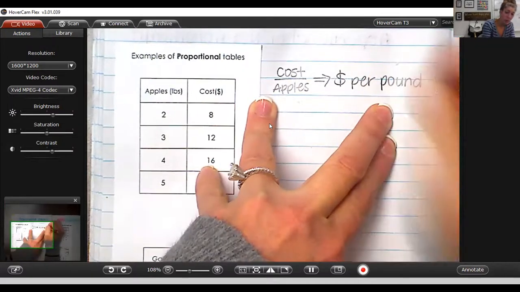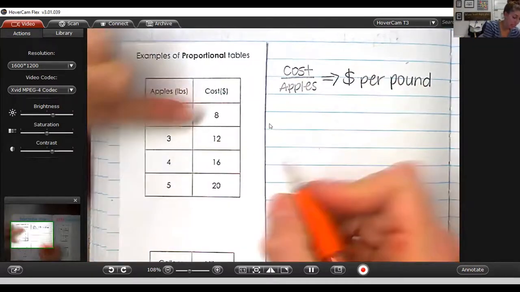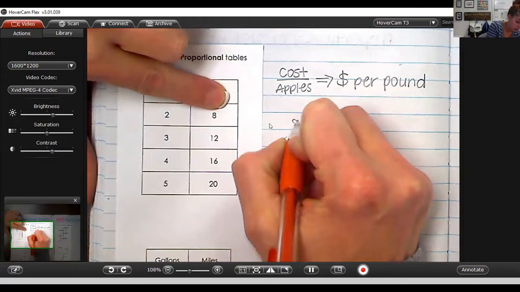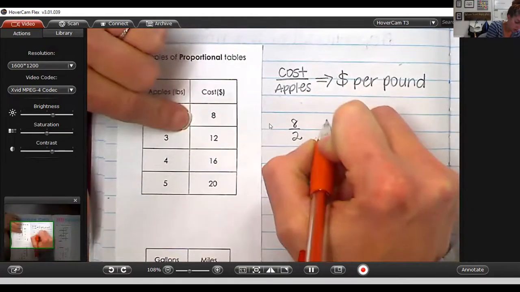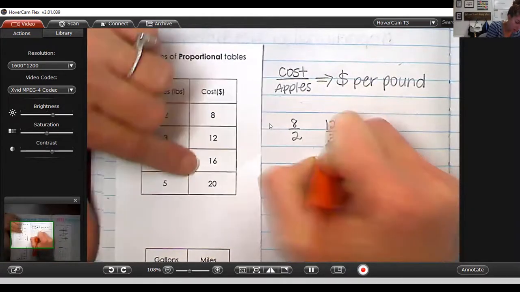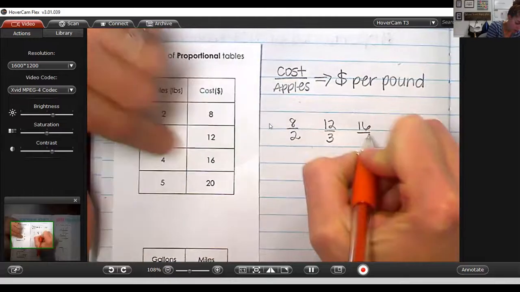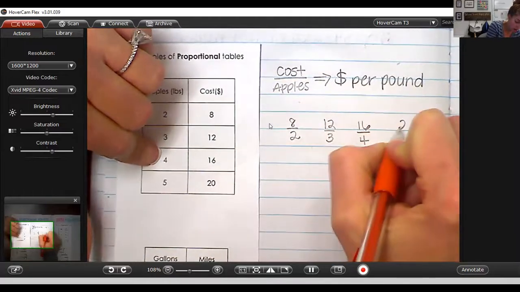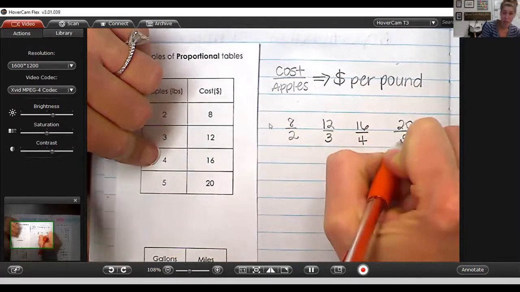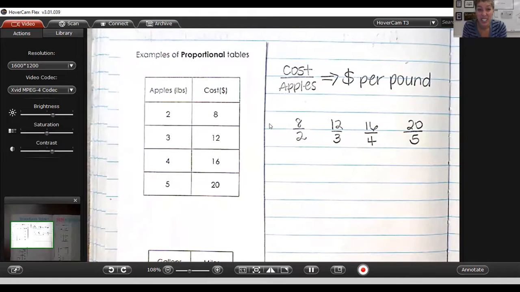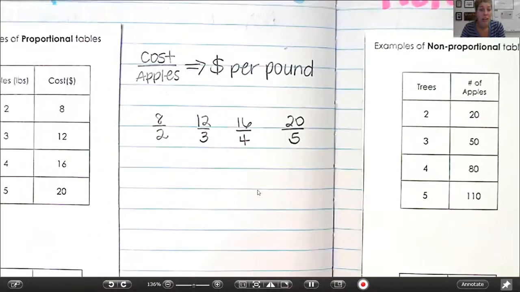So I'm going to set up each one. I'm going to take 8 over 2, 12 over 3, 16 over 4, and 20 over 5. Now these numbers are pretty nice and small. I really don't have to even grab my calculator for that. I'm going to go ahead and divide.